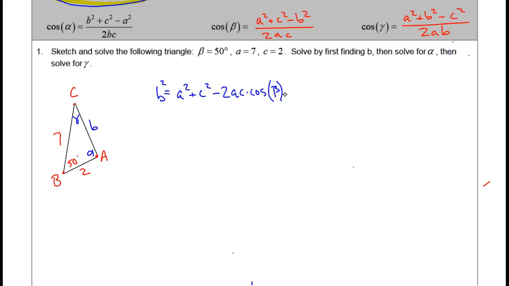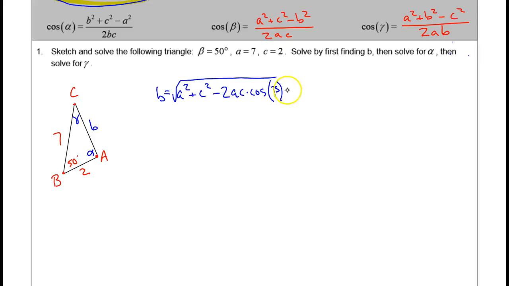What I'm going to do here is take the square root of both sides and erase this b squared. So I can do that. I can take the square root of both sides. Remember, you don't have to worry about the positive and negative square roots because this is a side length, so it is going to be the positive square root.